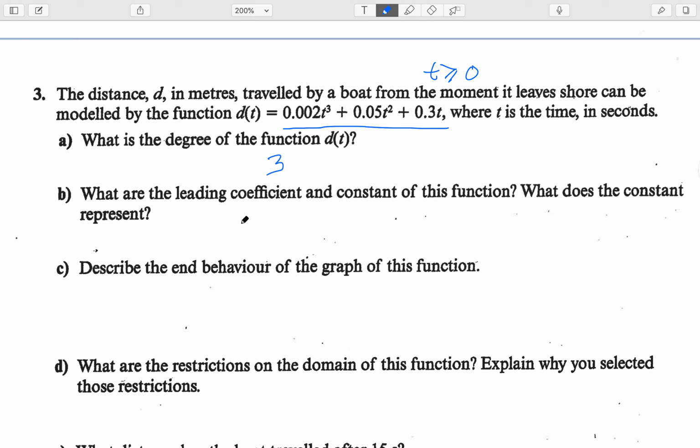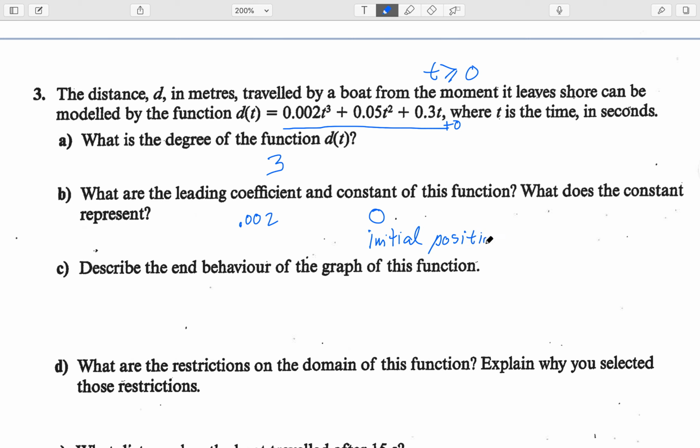What is the leading coefficient? Okay, the leading coefficient is 0.002. And what is the constant? Oh, the constant on the end is 0. Okay, what does that represent? Well, at time 0, that means your initial position, right? So initial position. So in other words, if I could spell, let's see.